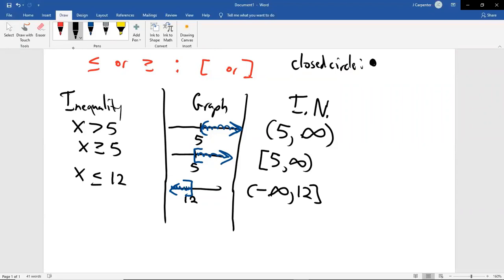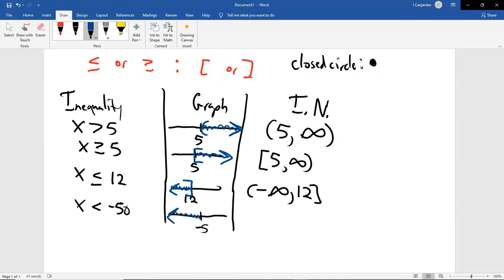If we had x's, let's go less than, and let's do a different number. X is less than, I don't know, negative 50. Number line. Here's our negative 50. We'll shade to the left forever.